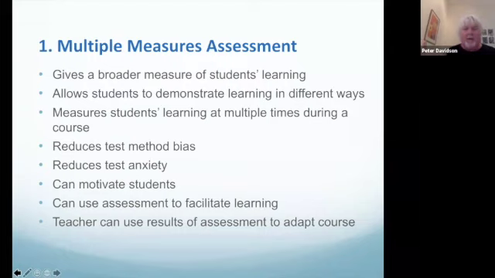Having a range of assessments that are weighted less reduces test anxiety, and of course, lots of tests can motivate students. I'm always using small tests to motivate students, and students don't seem to worry too much that it's only worth 2%. They think a test that's worth 2% is as important as a test that's worth 15%, and it motivates them. You can use assessment to facilitate learning, and the teacher can use the results to adapt a course.